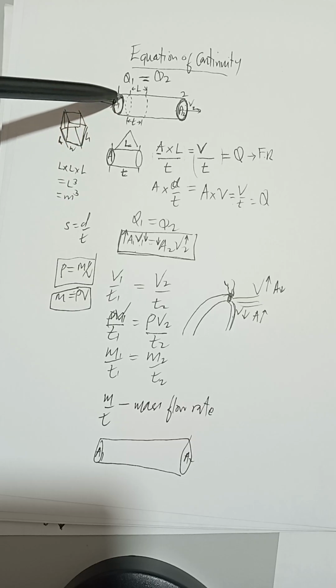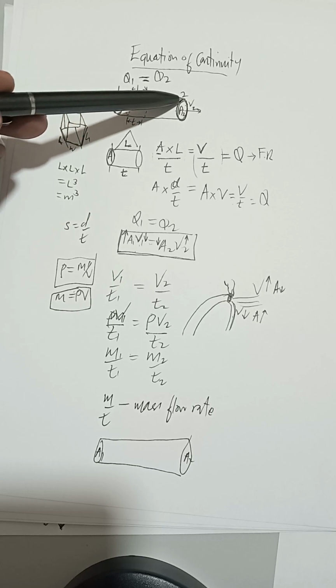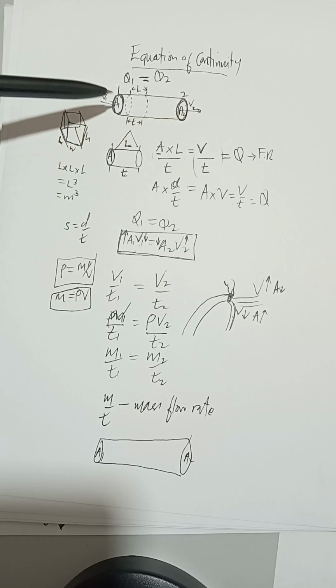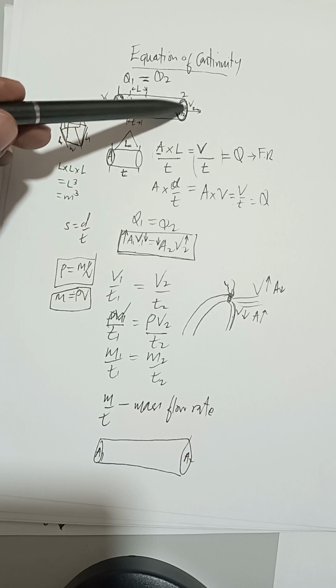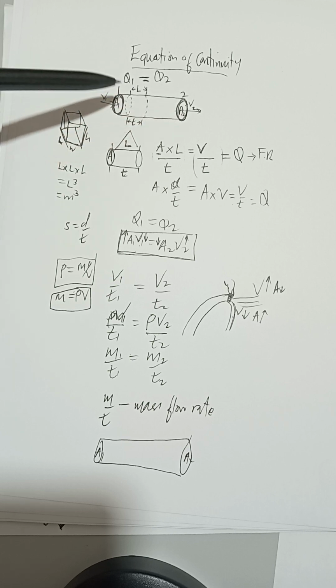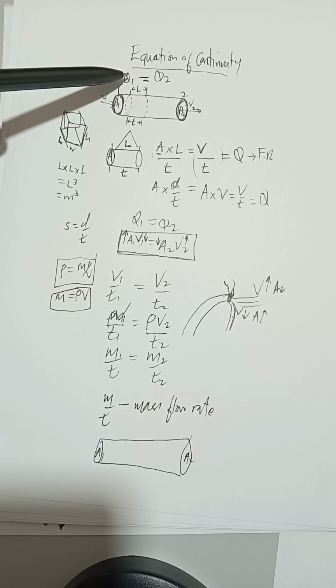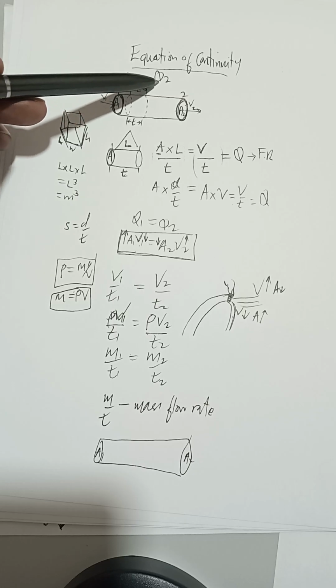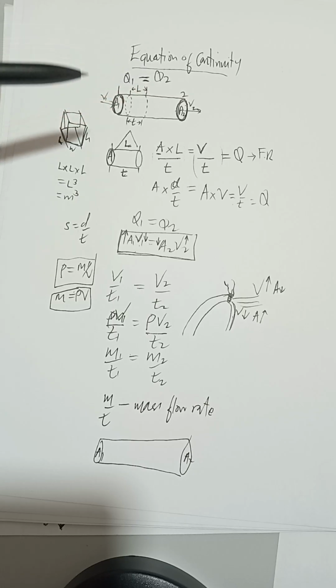Basically, the flow rate at the entry, and the flow rate at the exit, or you can talk about mass flow rate at the entry and mass flow rate at the exit. This equation is very important. You call it the equation of continuity. You can think of it as Q1 is equal to Q2.